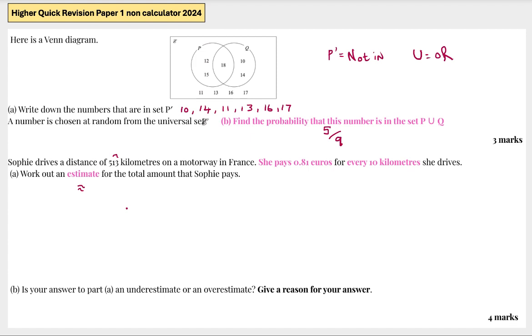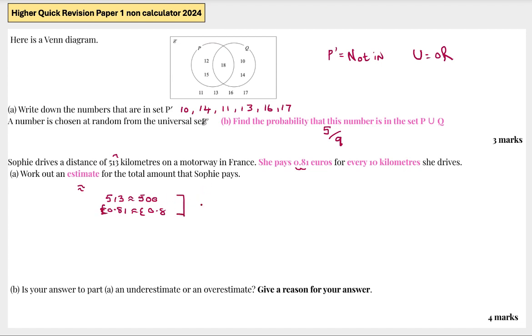We're going to estimate everything, and we're going to estimate this first. So the distance of 513 kilometres is going to be an estimate. We're obviously going to round down to 500. Next one is 0.81, which, as you know, is not going to be much difference because we're just going to round it down to one decimal place. That's 0.8 euro. Can't really do a euro sign.